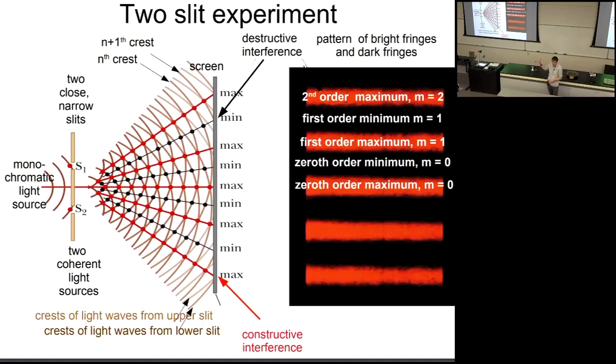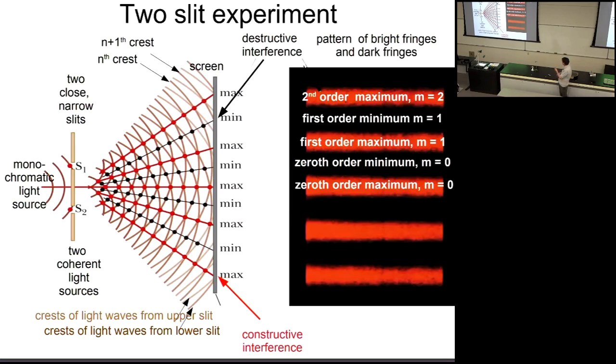We label all this because we're going to work with equations describing it. This central bright spot or fringe or maximum is labeled with an integer. We normally call that integer m. This is the m equals 0, the 0th order maximum. Immediately above it and below it, the next bright regions or spots or fringes are called the first order maxima, m equals 1. And immediately above and below them is the second order bright fringes, and they're called the m equals 2. They're the second order maxima.